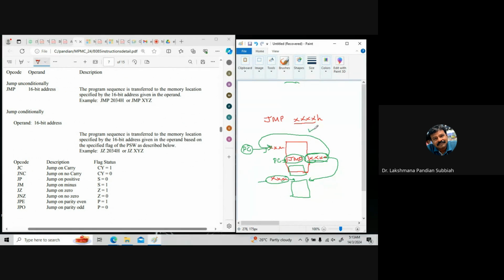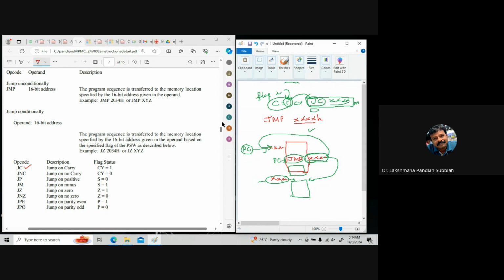Now jump with some conditions. For example, jump on carry: if the carry flag is set, then only it will do that operation, otherwise it will skip it. If we are executing a previous instruction and the carry flag is set, it will check the flag register content. If the carry bit in the flag register is 1, then it will be effective and execute. If the carry is 0, it just skips the instruction and continues with the next instruction.